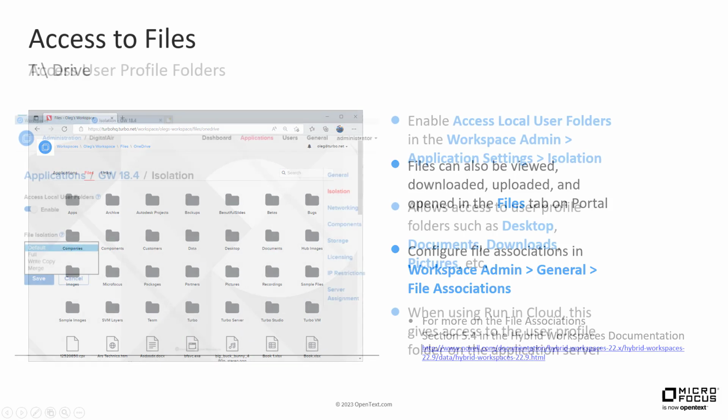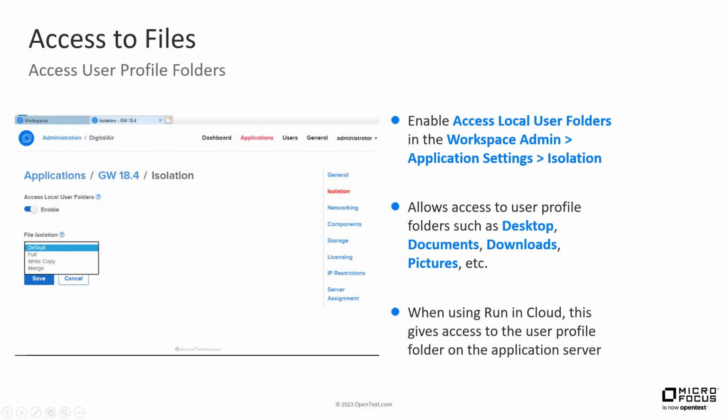Access to files, this is for isolation. You can enable access to user profile folders under the Workspace application settings, and that will be in the isolation setting. This is typically enabled by default, and it will give users access to the desktop, documents, downloads, pictures, etc. folders on the user's profile. It's important to note that when you use the run in cloud launch mode, this will give access to the user's profile folder on the application server.